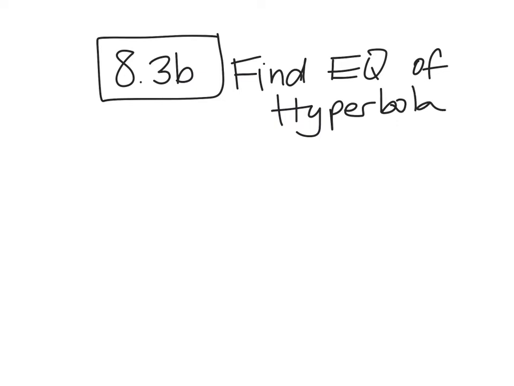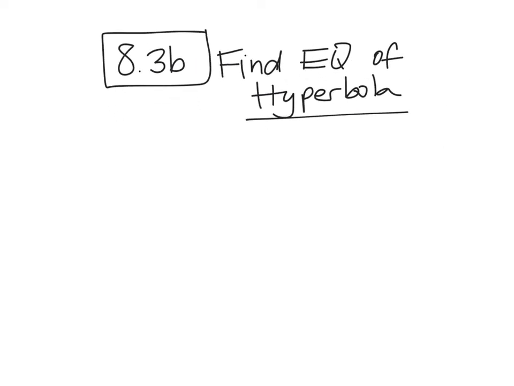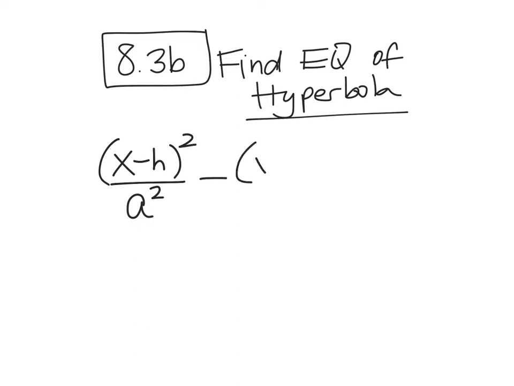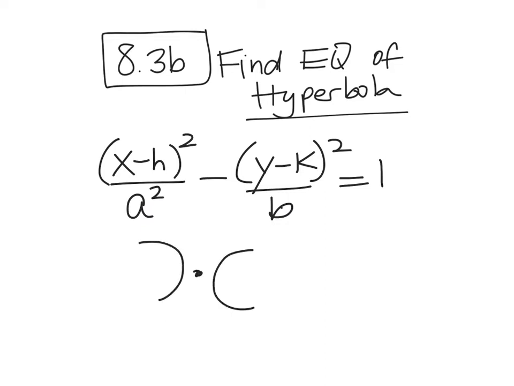Now, here's the thing. Let's remember what you know about a hyperbola. There are 2 equations for a hyperbola. There are the hyperbolas that go left and right: x minus h squared over a squared minus y minus k squared over b squared equals 1. Okay, so you know that, and there's the center in between them. That's the center right there.